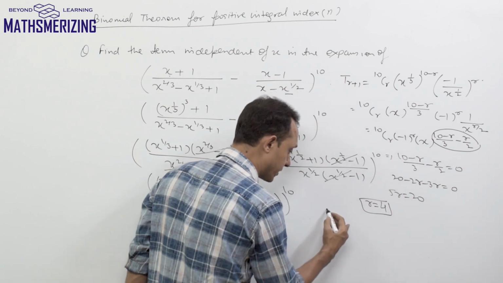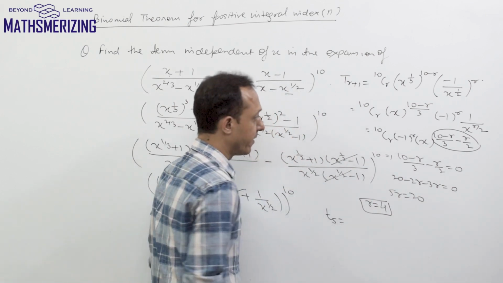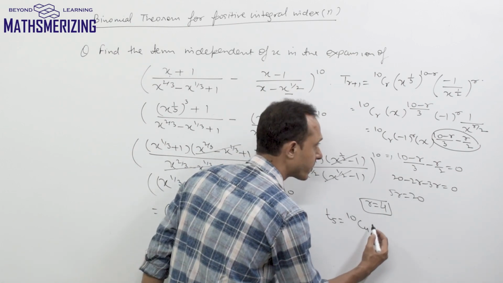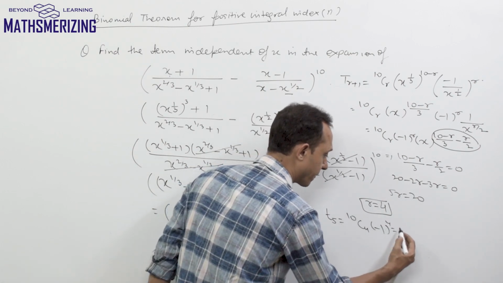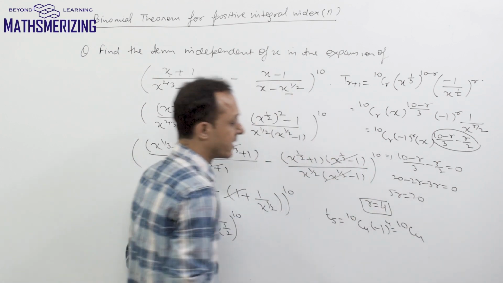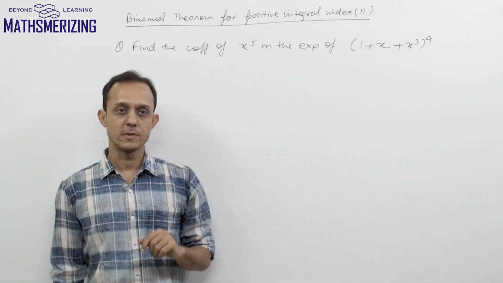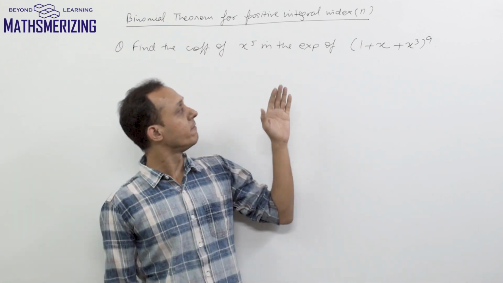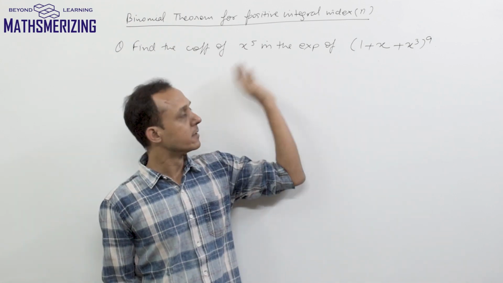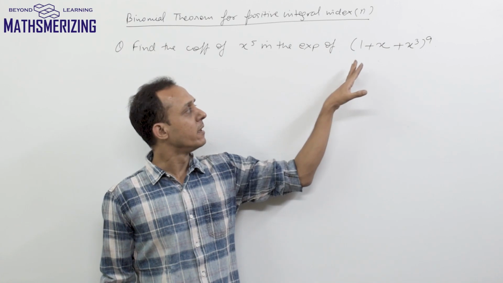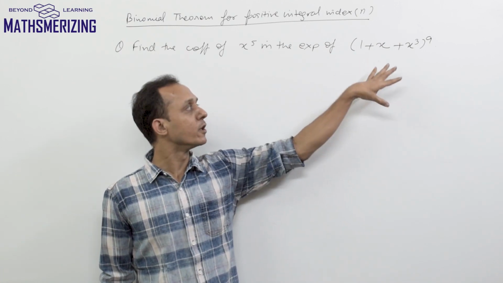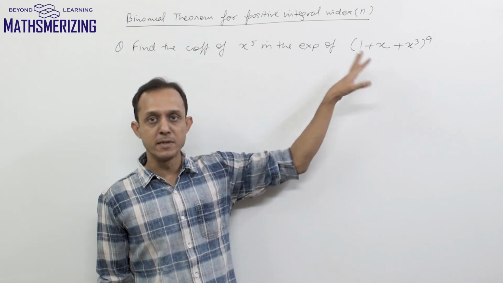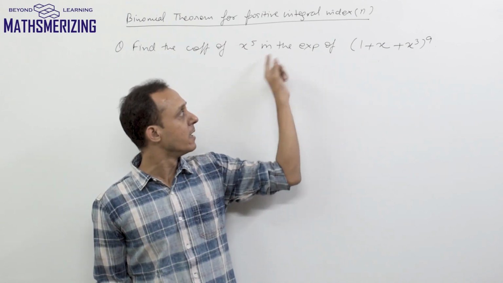So it will be the fifth term, and the coefficient of the fifth term will be 10C4 into (minus 1) to the power 4. So the answer to this question is 10C4. So let us take up another question. Now in this question, it's not exactly binomial, but still we can use the binomial theorem to get the result. Now these kinds of problems are generally done with the multinomial theorem, but since we have not studied it, we'll not discuss the multinomial theorem in this case. So we'll try and solve the problem using binomial.